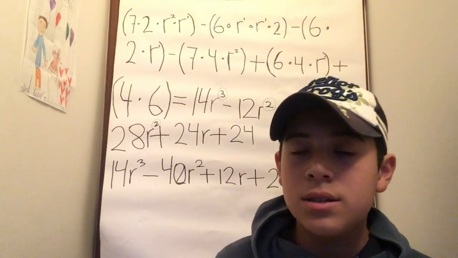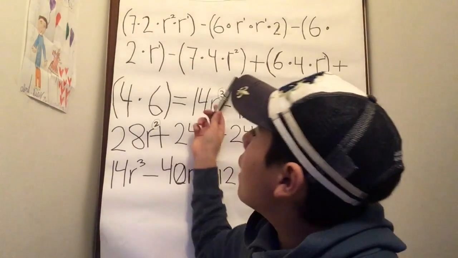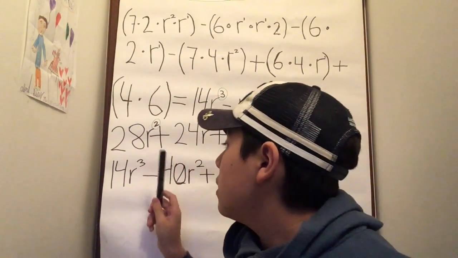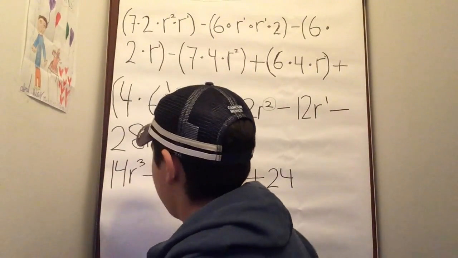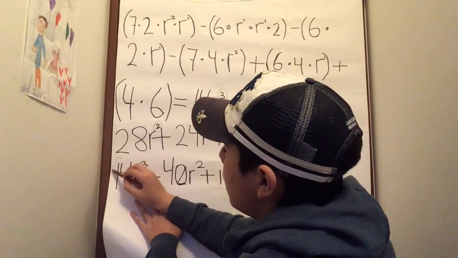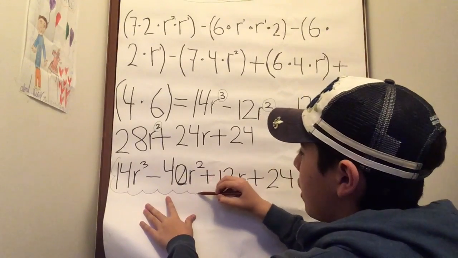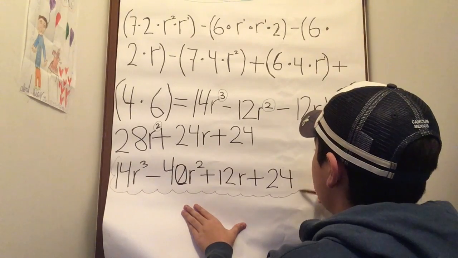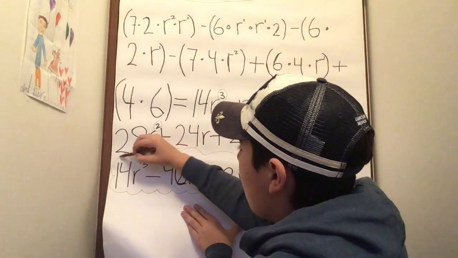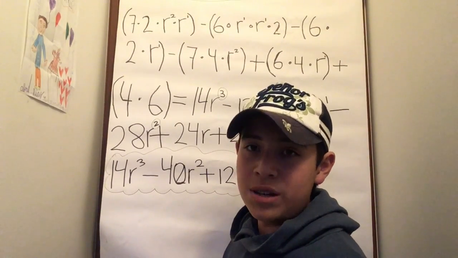And finally, the answer of multiplying those things and doing like terms here, the answer is this one. 14 r 3 minus 40r2 plus 12r plus 24. So let's go to the next question or problem.